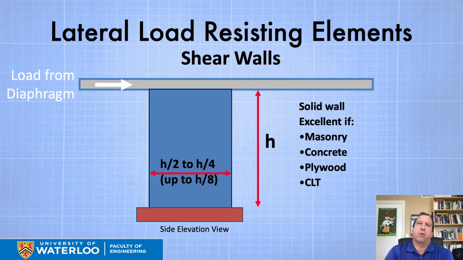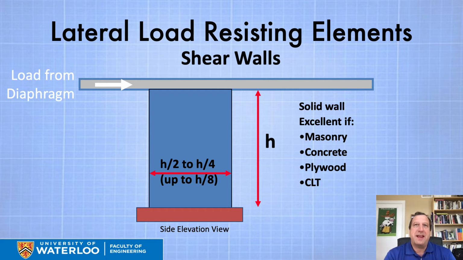So let's start with shear walls, which is probably the oldest way of doing this, and that is make a solid wall. So in this case, the solid wall would be simply an opaque masonry wall, plywood sheathed wall, solid CLT, and historically brick and concrete masonry walls.